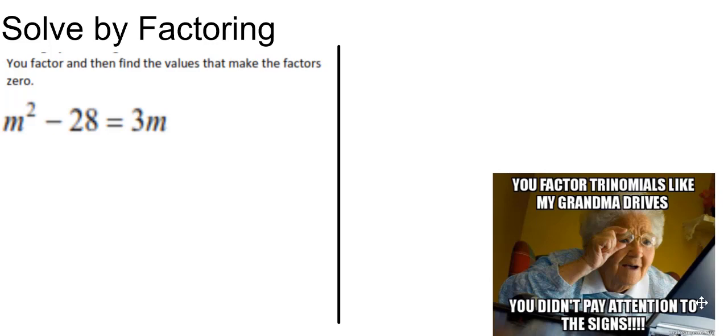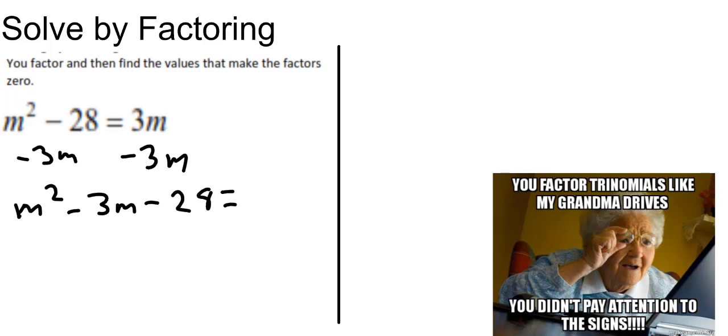So if we want to solve this by factoring, the first step would be to get everything to one side. And we want to try and keep the variable squared positive. So the easiest route here is going to be to subtract 3m from both sides. So now we have m squared minus 3m. We want to write it in descending order, so our a, our b, and our c are all in the right order. Minus 28 equals 0.